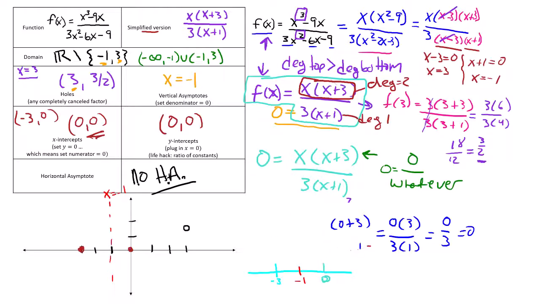All right, so let's pick some values. Use the simplified function. So we have x times (x plus 3) over 3 times (x plus 1). Now, a nice thing we can do here: we don't care about this 3. This 3 is always positive. It doesn't really tell us anything about the signs. So if I pick something that's less than negative 3, suppose I say x is equal to negative 4, let's see what we end up with.